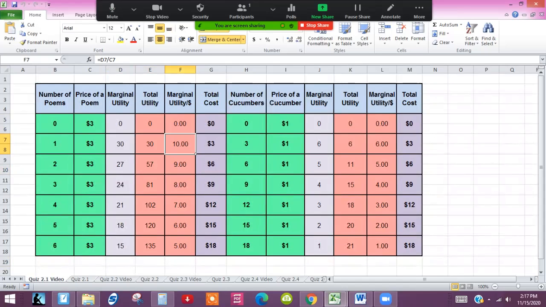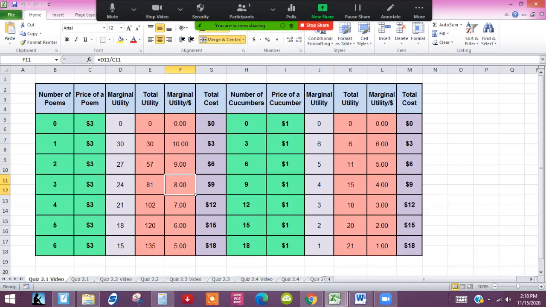Where am I? I'm in the wrong spot. So yeah, it's dividing the marginal here by the price. So you get the utility per dollar. So 30 over 3 is 10, 27 divided by 3 is 9, and so on. So that's the marginal utility per dollar, which is the ratio of the marginal utility to a price.